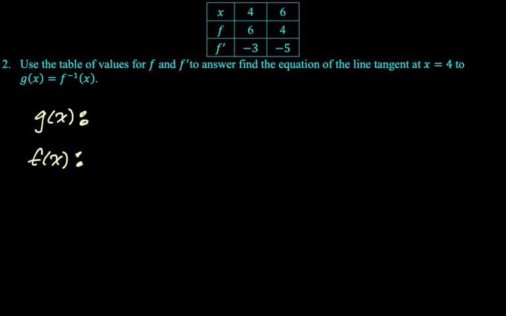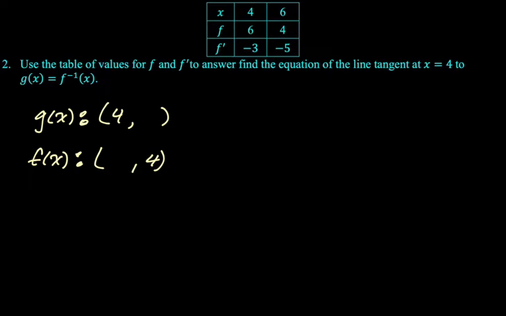So what I always do is I set it up where I'm writing down an ordered pair that's on g, which is the inverse, and an ordered pair that's on f, because those ordered pairs are just kind of like the swap of each other. You switch the x and y. So I know that I'm looking for an ordered pair that has 4 on g, which means I'm looking for an ordered pair that has 4 for y on f.